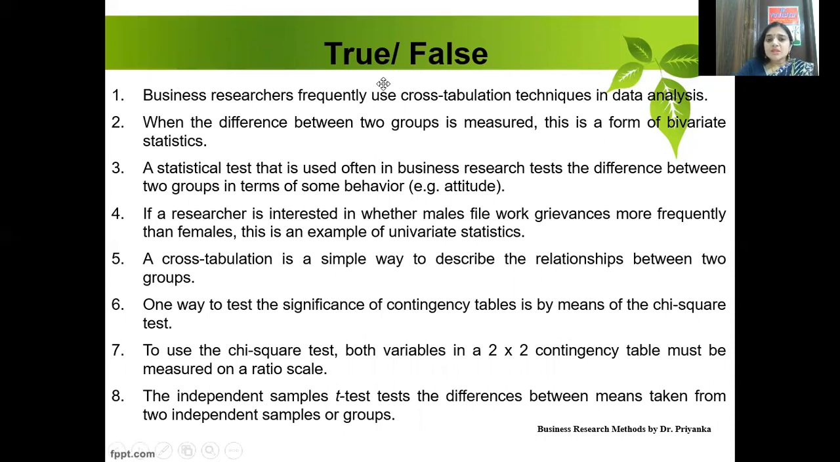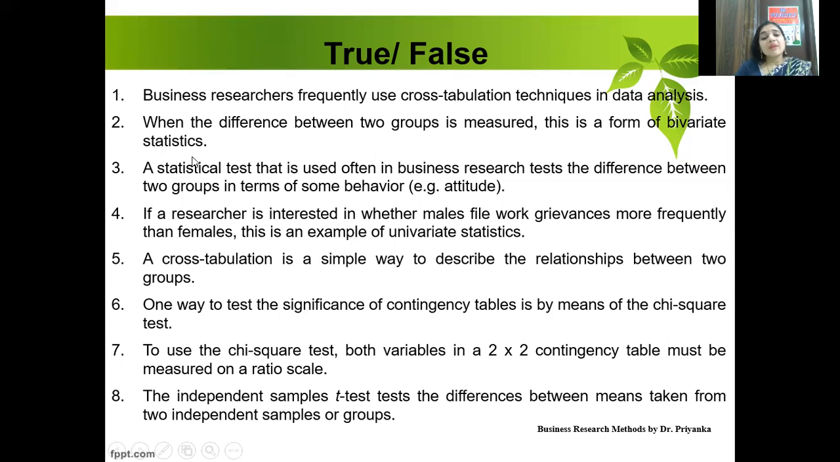Number 1, business researchers frequently use cross tabulation techniques in data analysis. Is it? Yes. Cross tabulation analysis technique is frequently used by business researchers. You can say this is the most widely used technique in data analysis. So it is true.